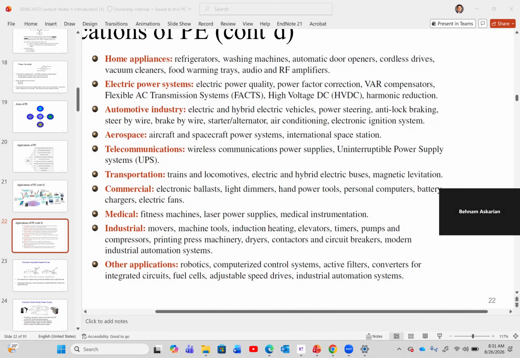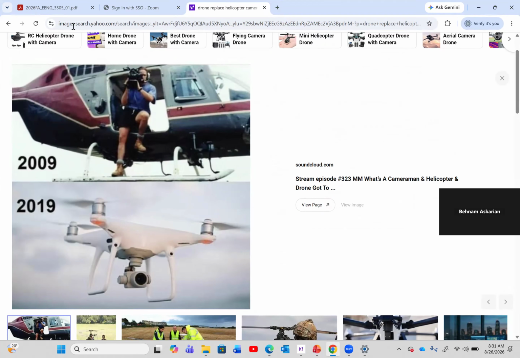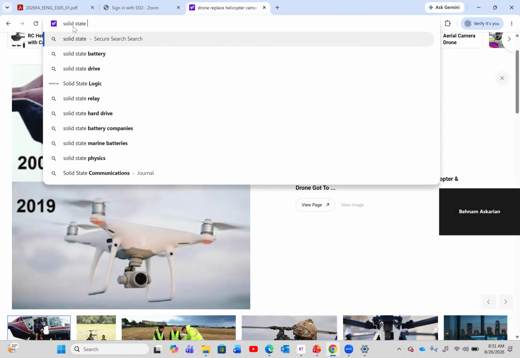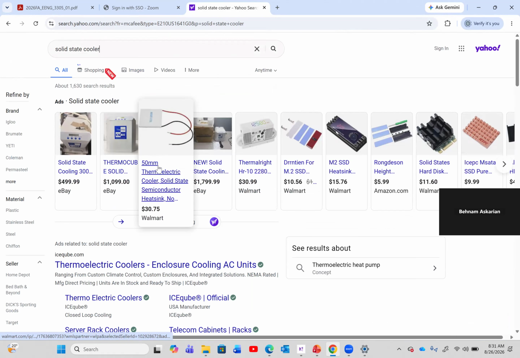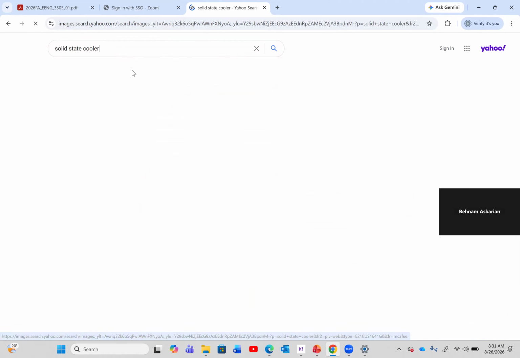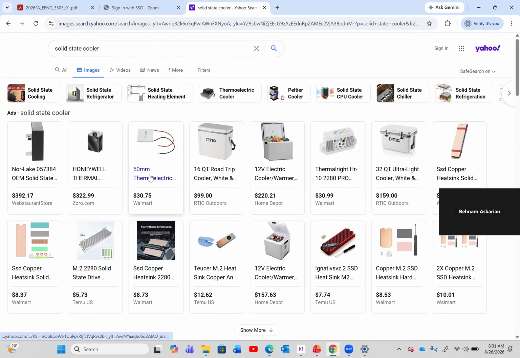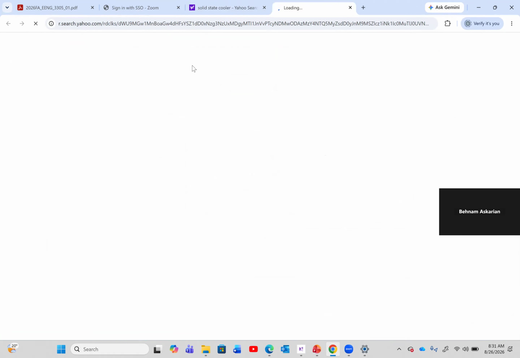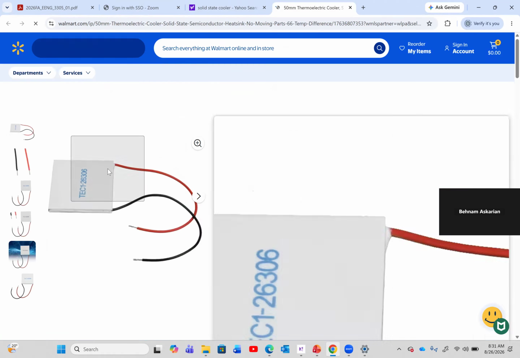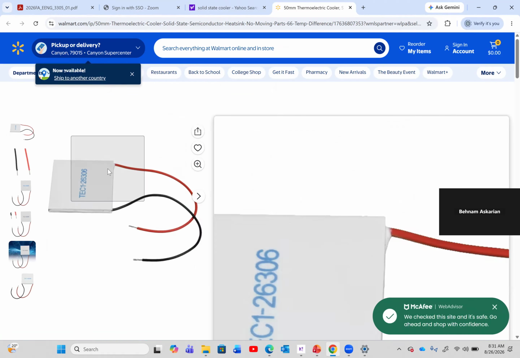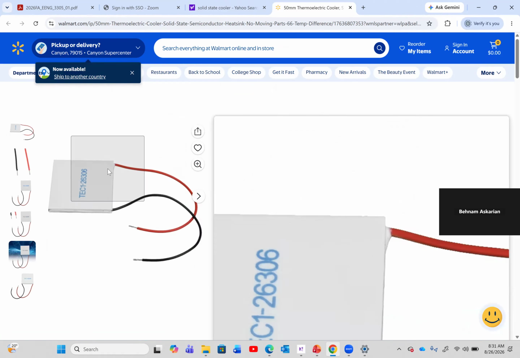Now, one example that I don't know if you've seen, these solid state coolers. And this is a very interesting thing. So these are called thermoelectrics. I don't know if you heard about thermoelectrics. When I was a student, they just came out. Thermoelectrics are basically a type of solid state device. And when you connect it to a voltage source, it's very interesting what happens. Yes, one side gets hot, the other side gets cold.